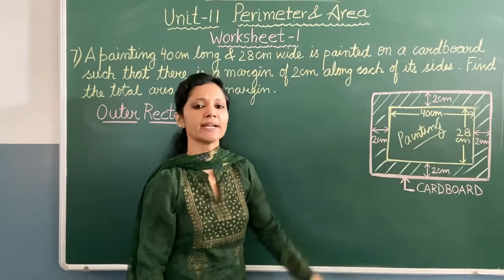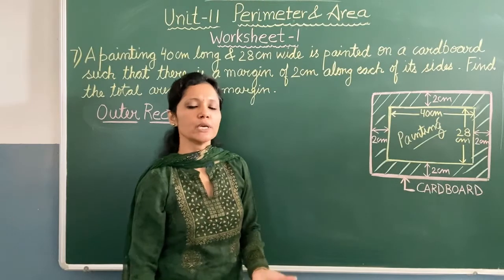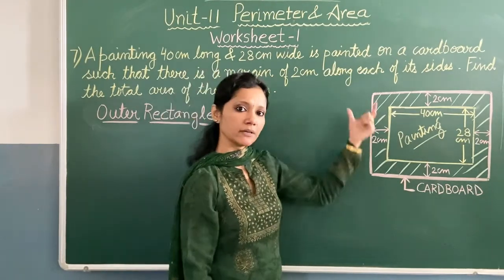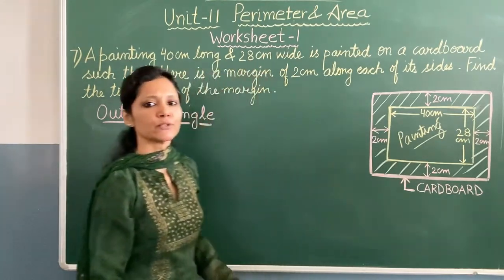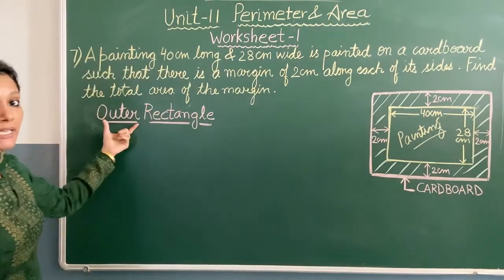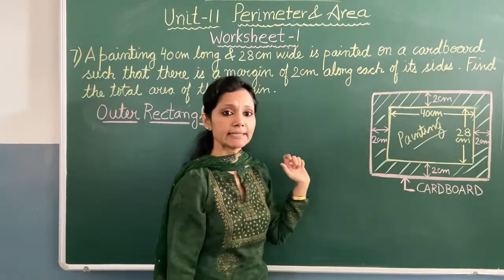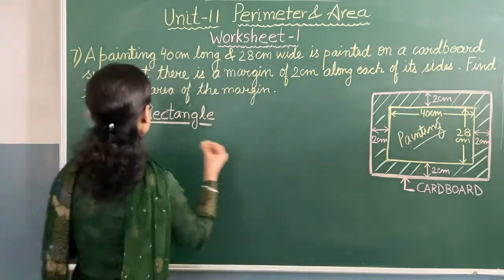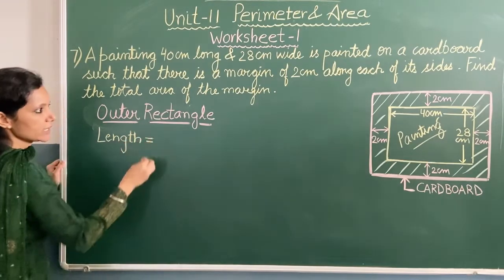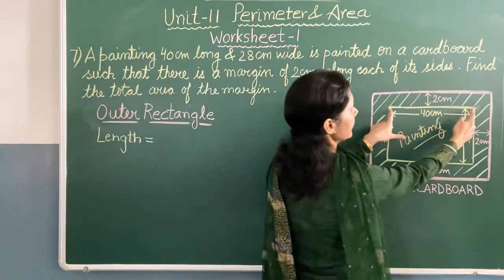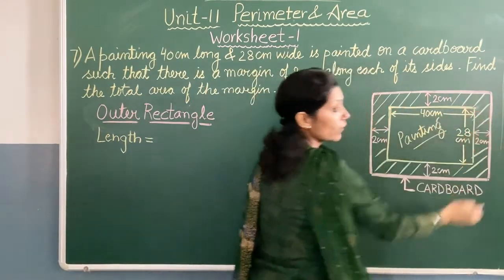This is similar to finding the area of the path. So in order to find the area of the path, what we used to do? We used to subtract the area of the inner rectangle from the area of the outer rectangle. So let's first find out the area of the outer rectangle. But in order to find the area of the outer rectangle, we need to know the length and breadth of the outer rectangle. So the length of the outer rectangle would be equal to the length of the inner rectangle plus 2 centimeters on one side and 2 centimeters on the other side.